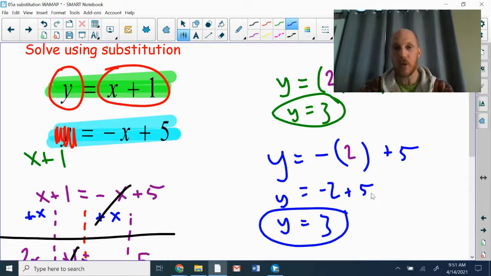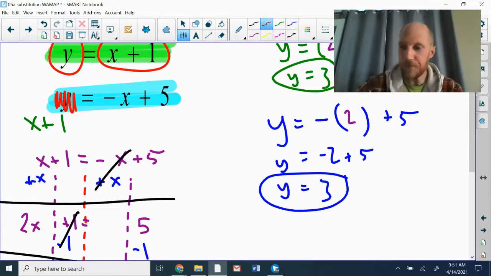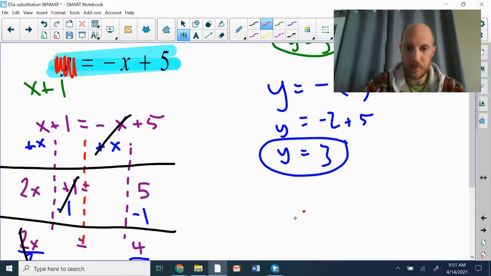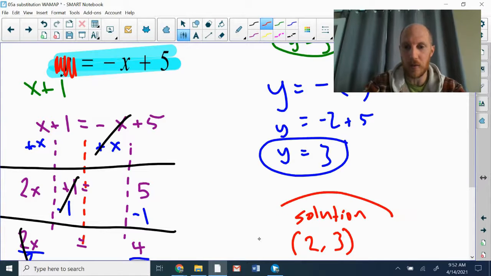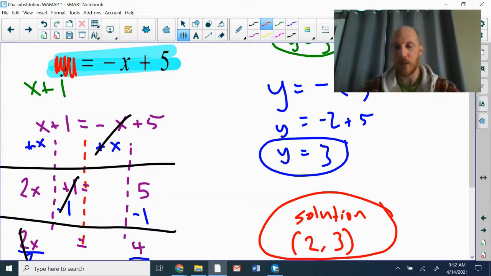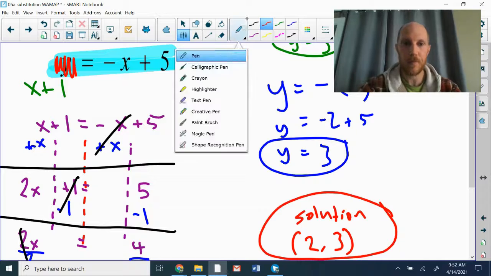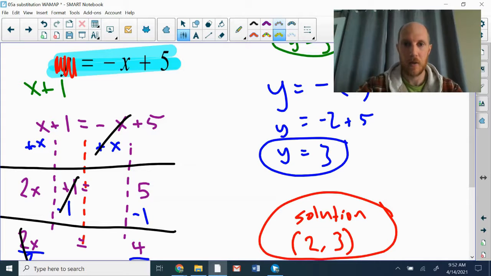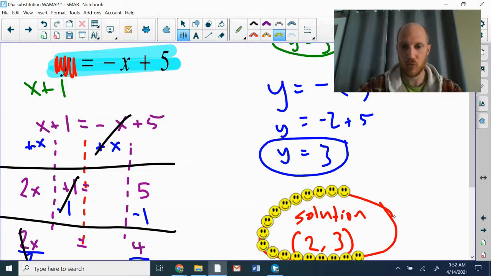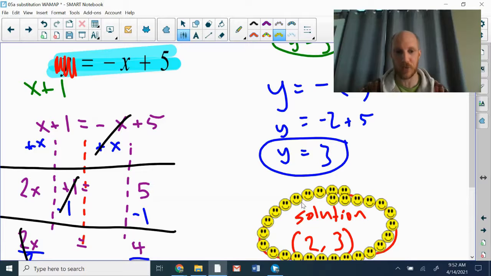So my solution, let's write this down here. X was 2, y is 3. I'm going to write these as coordinates inside parentheses, separated by a comma. There we go. That's how the solution works.